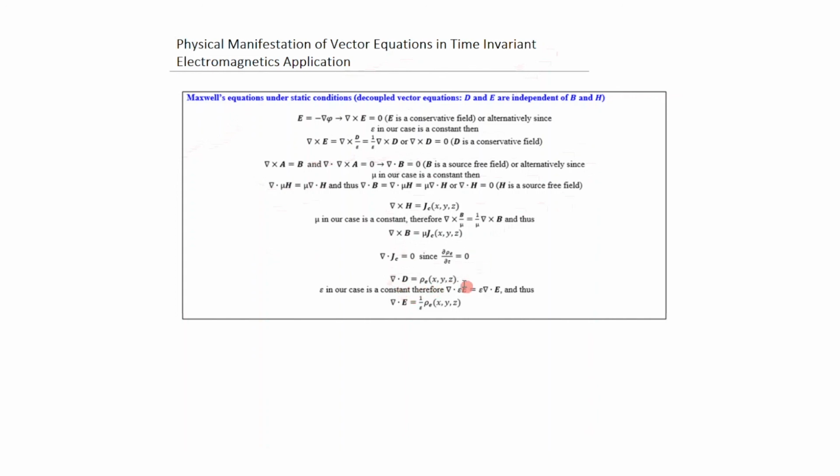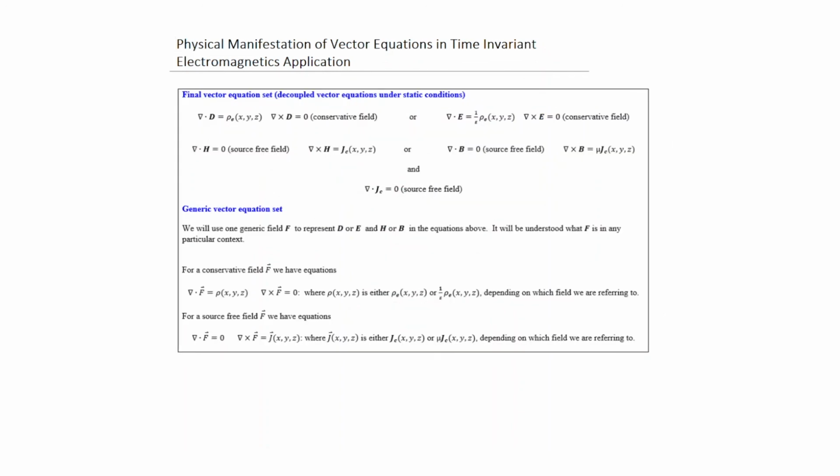Divergence of D equals rho_e. Epsilon in our case is a constant, therefore divergence of epsilon electric field, this epsilon E is D. Epsilon can come outside, so that's epsilon divergence E, and thus the divergence of E is 1 over epsilon rho_e(x,y,z). So these are manipulations you can do under specific conditions. Here we're dealing with a static case, which means no time dependency.